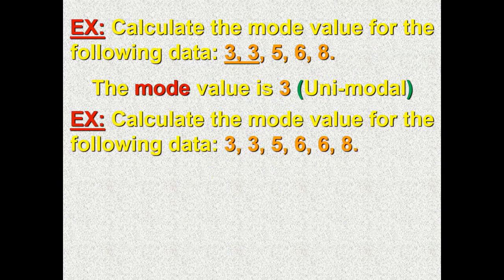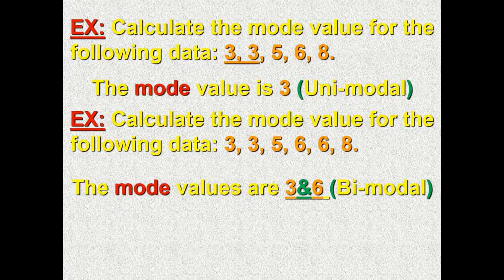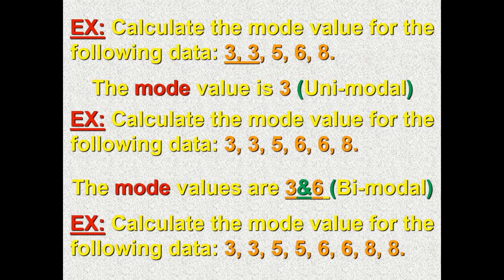Calculate the mode value for the following data: 3 3 5 6 6 8. Here it is bimodal, because 3 and 6 each repeat twice. The mode values are 3 and 6, bimodal. Calculate the mode value for the following data: 3 3 5 5 6 6 8 8.